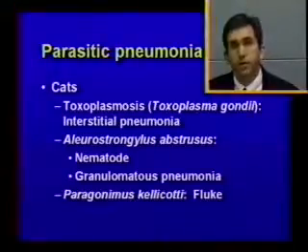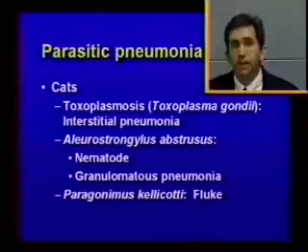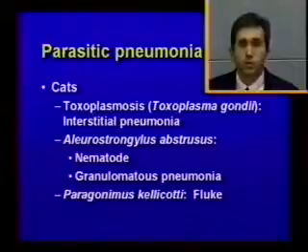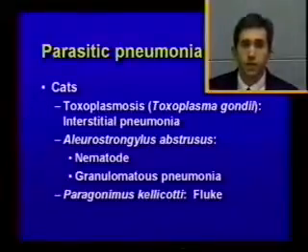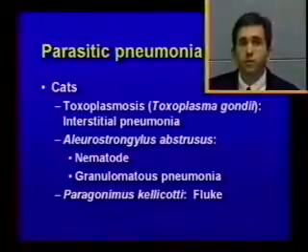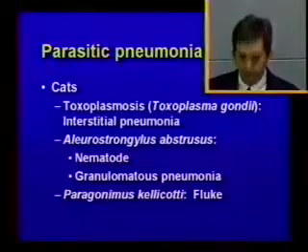Toxoplasma pneumonia is usually seen in cats that are immunosuppressed for some reason. I won't discuss these causes of immunosuppression in too much detail today, except there are two viruses of cats that do cause immunosuppression: feline leukemia virus and feline immunodeficiency virus. And these two viruses, after they've caused immunodeficiency, make the cat more prone to developing toxoplasma pneumonia.